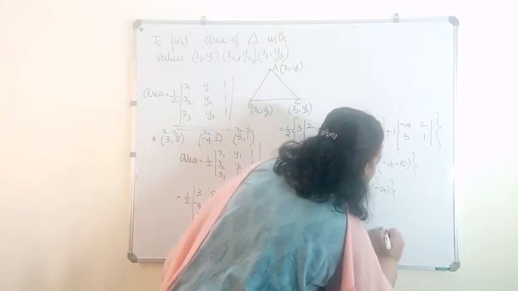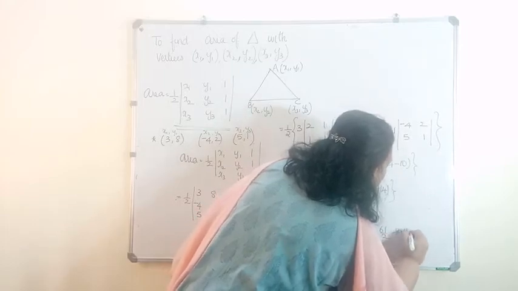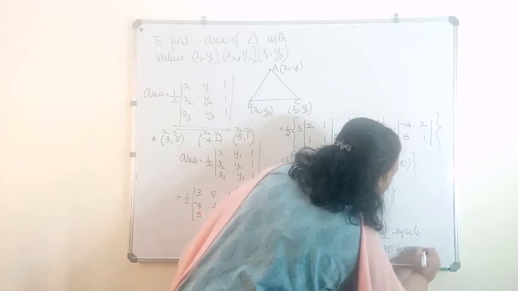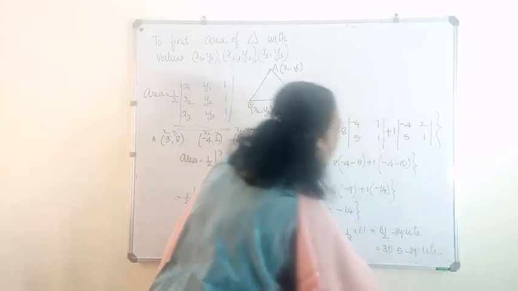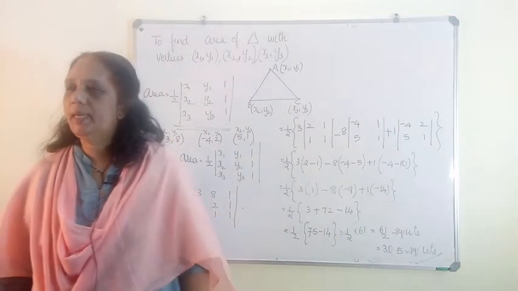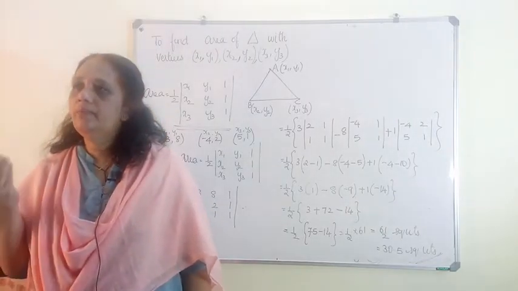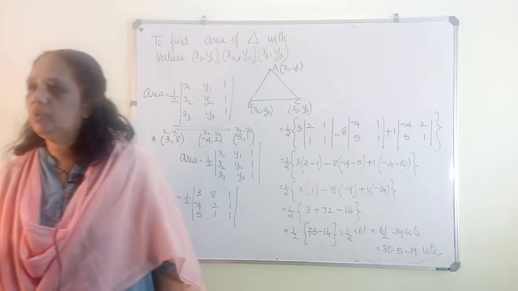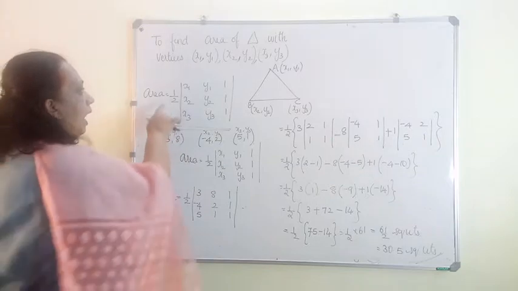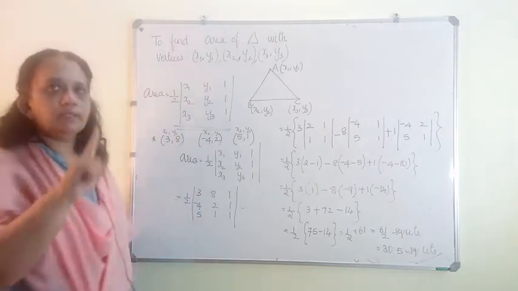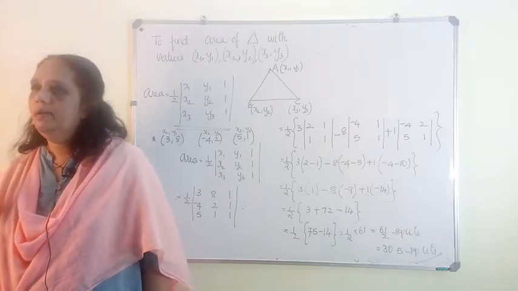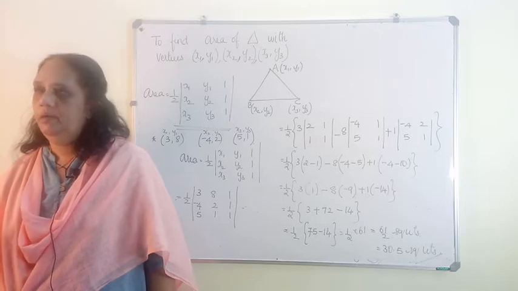that is 61 by 2 square units, or which is equal to 30.5 square units. That will be the area of the triangle formed by the three vertices. So once again let us repeat. Area of the triangle with the three vertices x1, y1, x2, y2, x3, y3 using determinants is half into determinant x1, y1, 1, x2, y2, 1, x3, y3, 1.